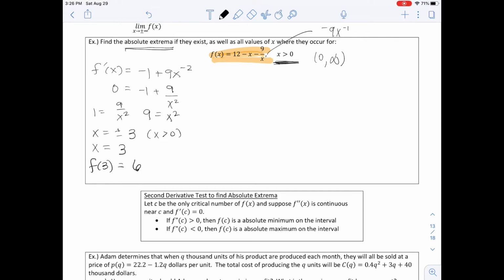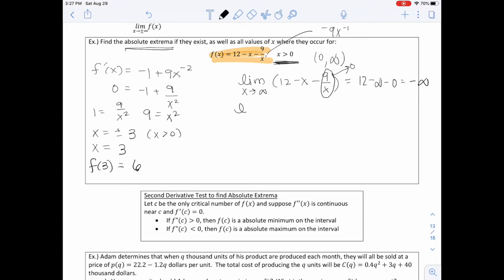Then I also don't have endpoints to look at. What I need to explore is looking at the limit as x approaches positive infinity of my function. My function is 12 minus x minus 9 over x. And as this approaches infinity, we arrive at 12 minus infinity minus 9 over infinity, which is just going to be going off to 0 like we saw before. And so this goes off to negative infinity, meaning my endpoint is pointing downwards, down to negative infinity.